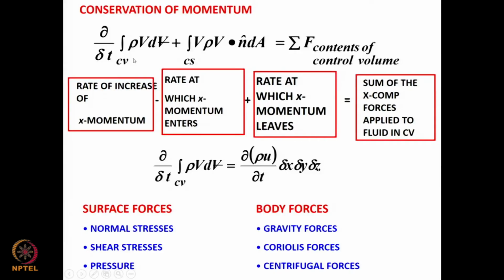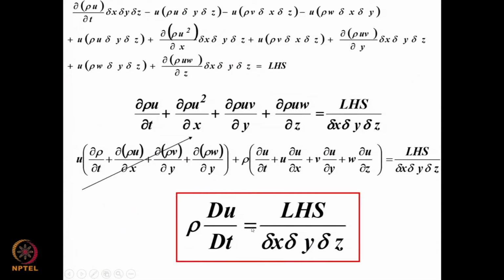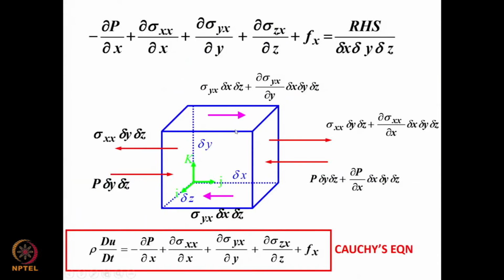So in the last module, we had just completed the momentum equation. Let's see the slides. We applied the Reynolds transport theorem for the momentum equation and applied sigma F on the control volume. We said that there are two forces, the surface forces and the body forces, and the left hand side we got as rho du by dt. We took the forces acting in the x direction.